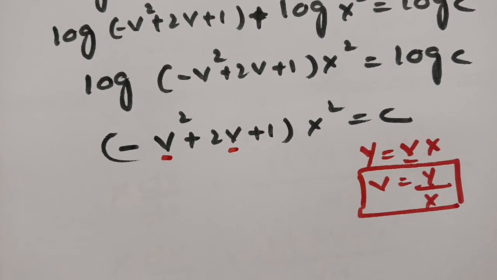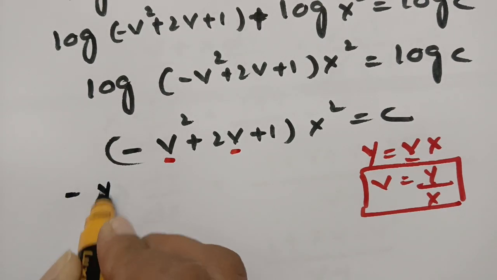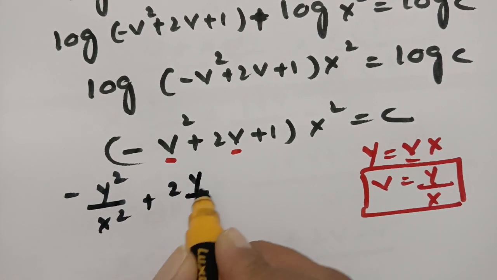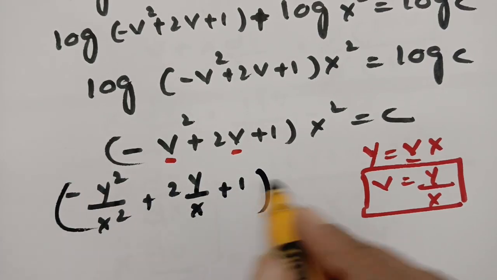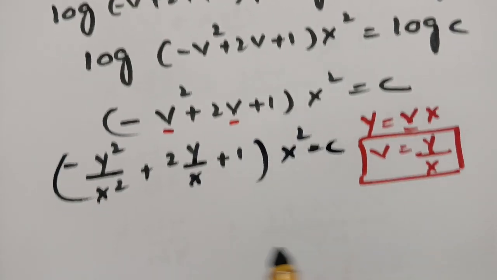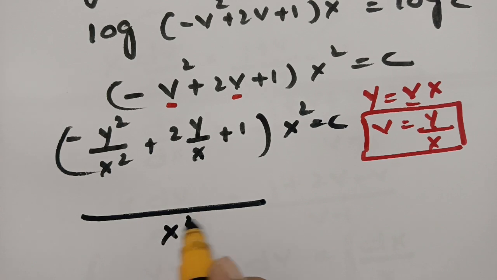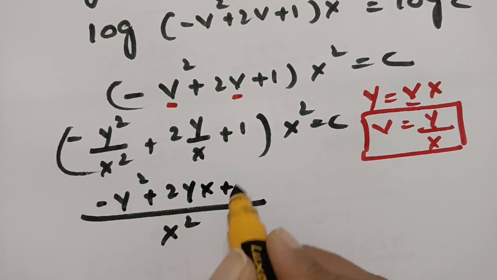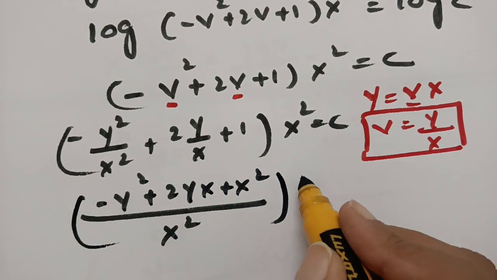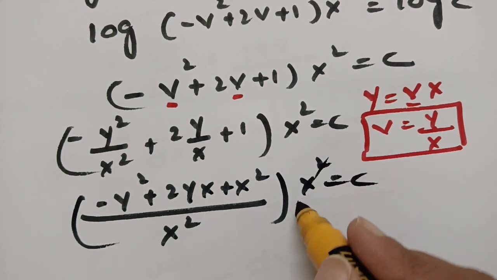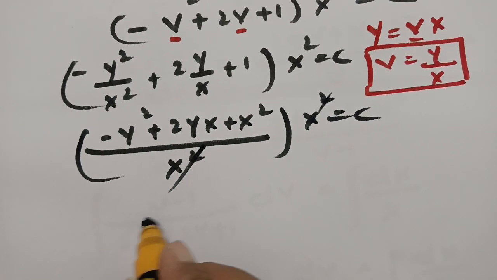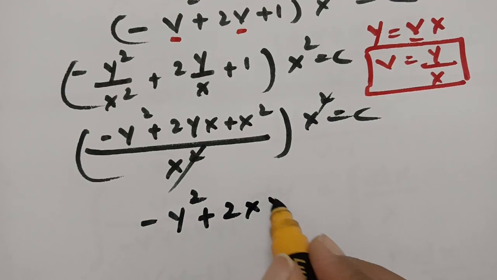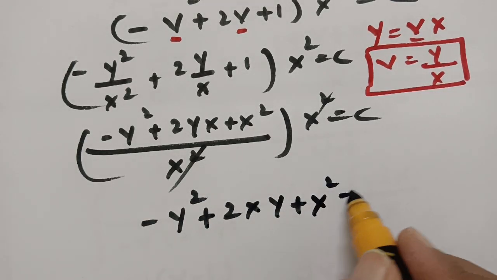And now see what happens here. This can be written as minus y square by x square plus 2 into y by x plus 1, into x square, which is equal to c. If I make x square common, this will be minus y square plus 2yx plus x square, into x square, is equal to c. If I cancel these two, what remains is minus y square plus 2xy plus x square is equal to c.